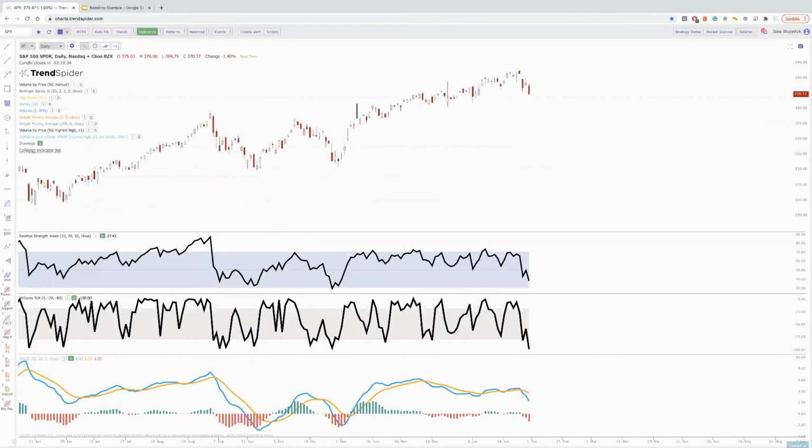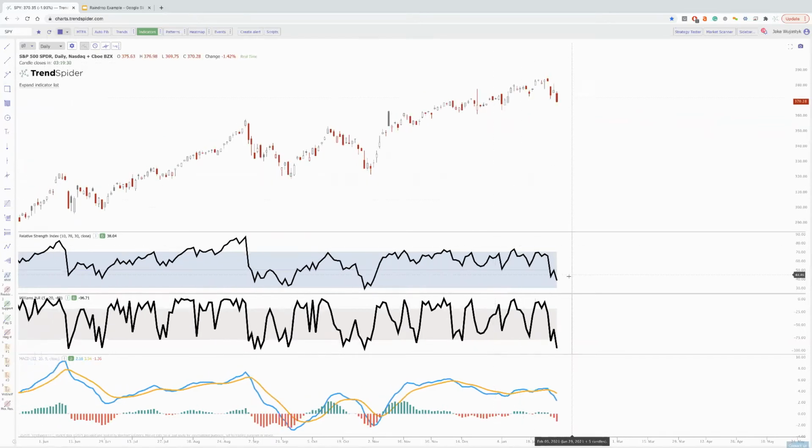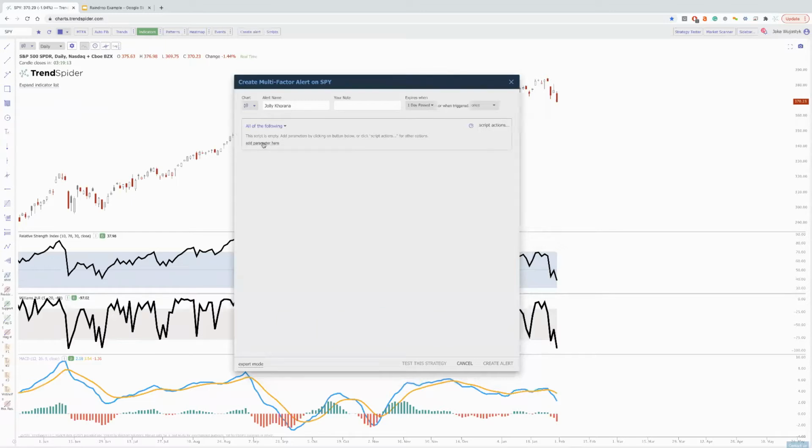So what you can do now is you can essentially go in and say, all right, well, I want to know when the RSI breaks down through 30. I want to know when the percent range breaks down through negative 98. And I want to know when the MACD crosses down through 0. You can go in and create this multi-factor alert, and you don't need to have any type of coding experience or any type of scripting language, it's all on the platform in Boolean algebra.